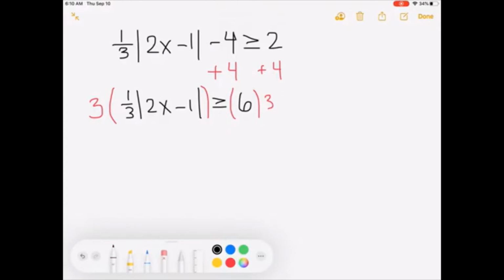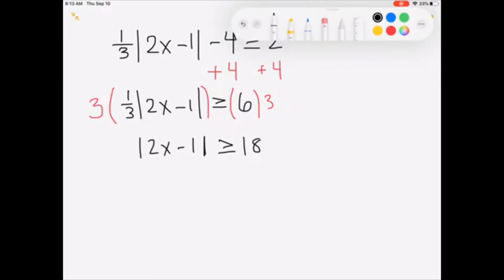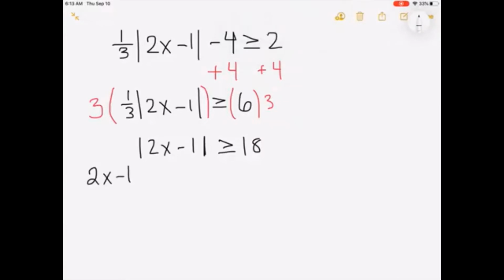So the next line would just be the absolute value of 2x minus 1 is greater than or equal to 6 times 3, which is 18. Okay, so then we're left with the absolute value of 2x minus 1 is greater than or equal to 18. So now we can split into the two possibilities. Since the absolute value of 2x minus 1 is greater than or equal to 18, I could write it as 2x minus 1 is greater than or equal to 18. That's one possibility, right?